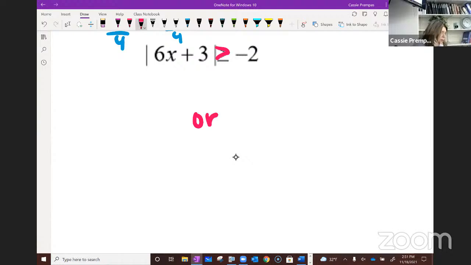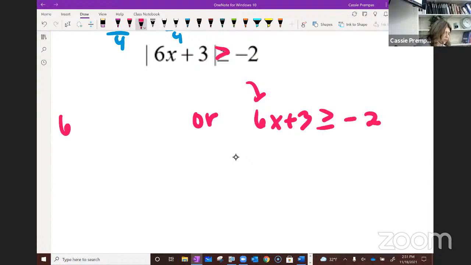Good. Copy what you see. 6x plus 3 has to be greater than or equal to -2. Or 6x plus 3 has to be, what do I have to do? Switch the sign and switch the sign of the number. So the opposite of -2. And I'm going to solve for both.